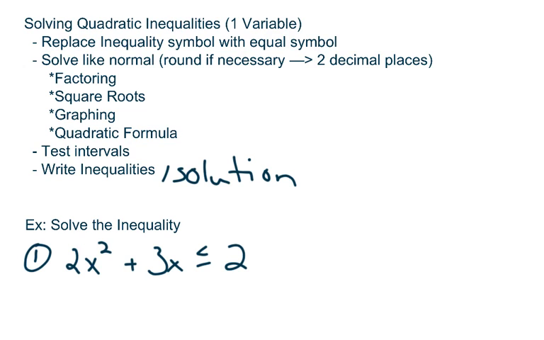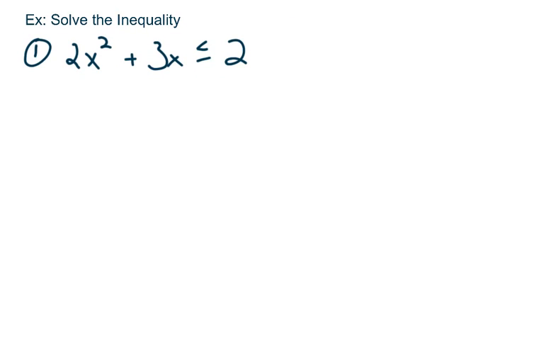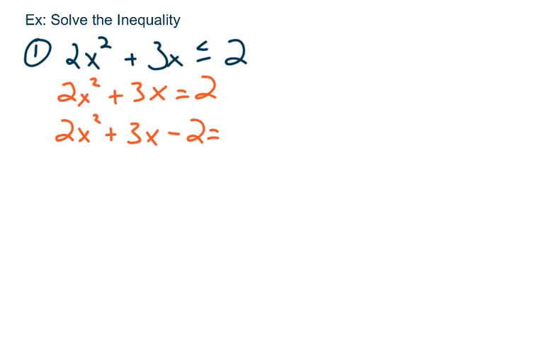All right, so let's go ahead and try this one. Number 1, solve the inequality: 2x squared plus 3x is less than or equal to 2. Now, the first step was to replace the inequality sign with an equal sign. So everything else stays the same: 2x squared plus 3x equals 2. Now we need to solve it. In order to solve this, we need to have it equal to 0. So 2x squared plus 3x minus 2 is equal to 0.